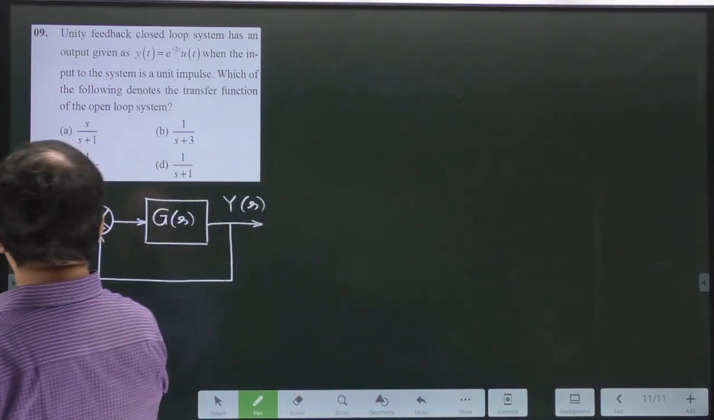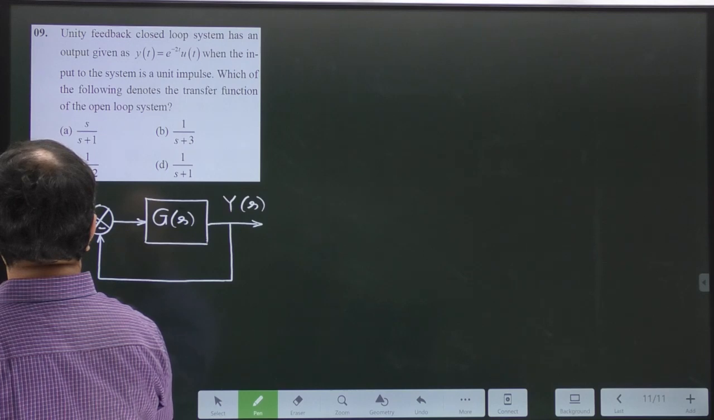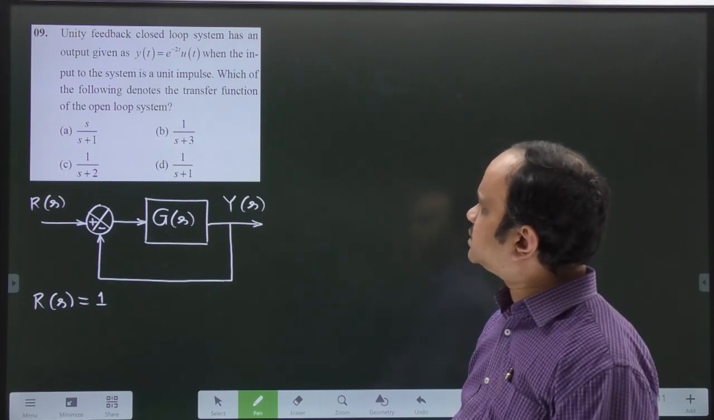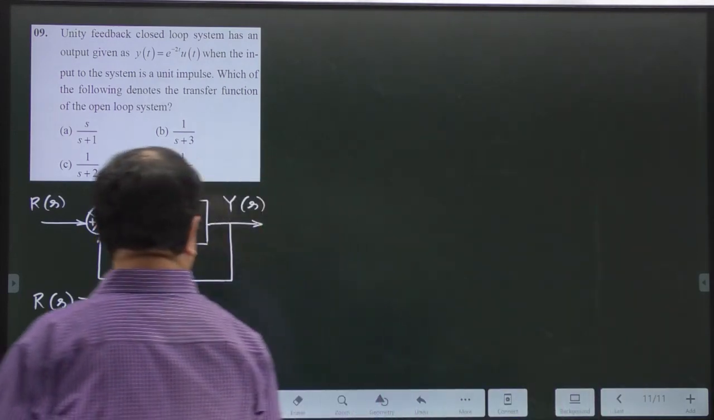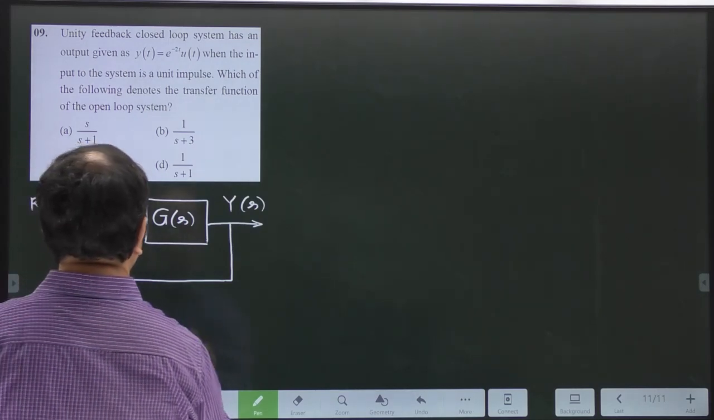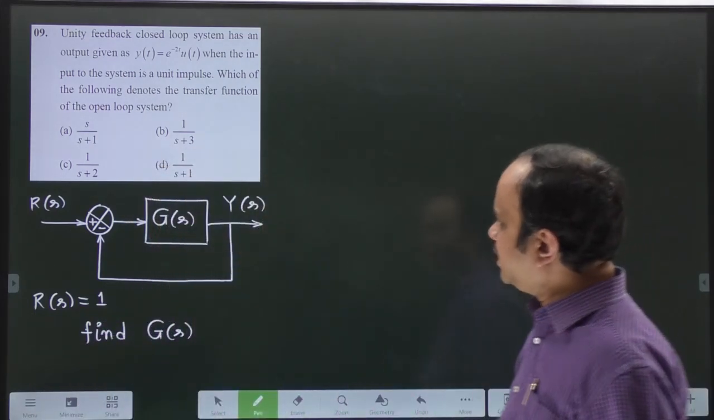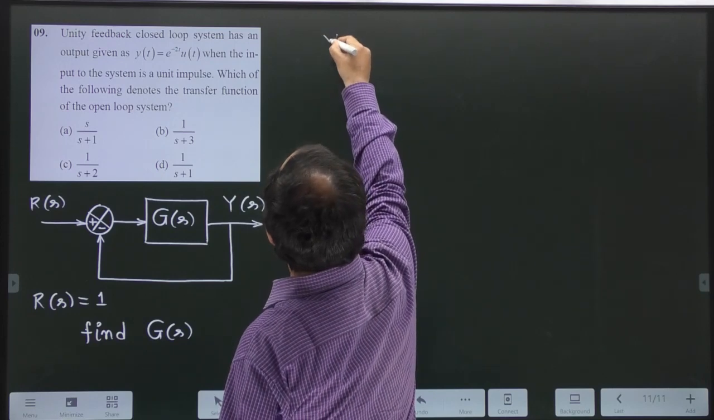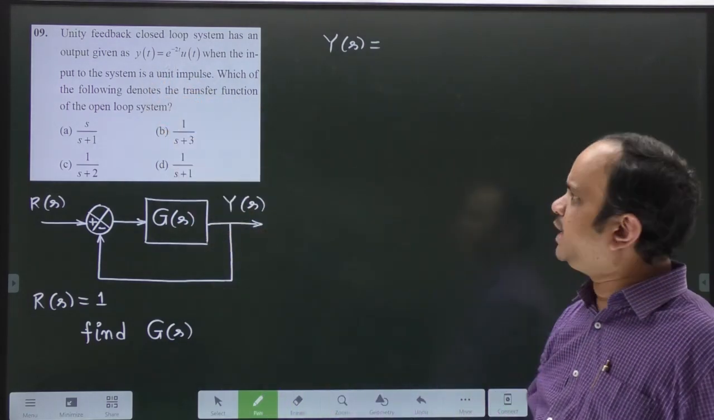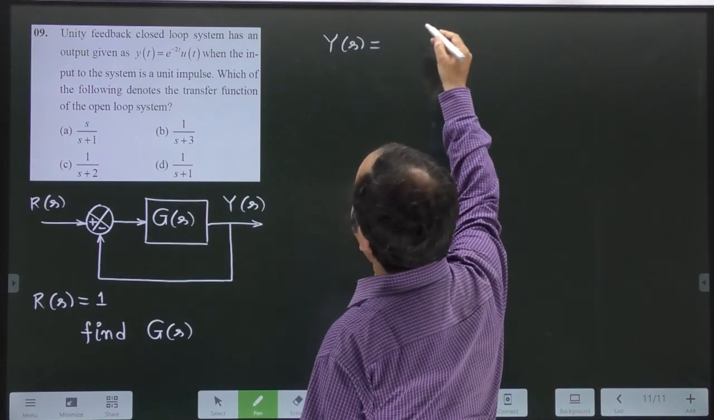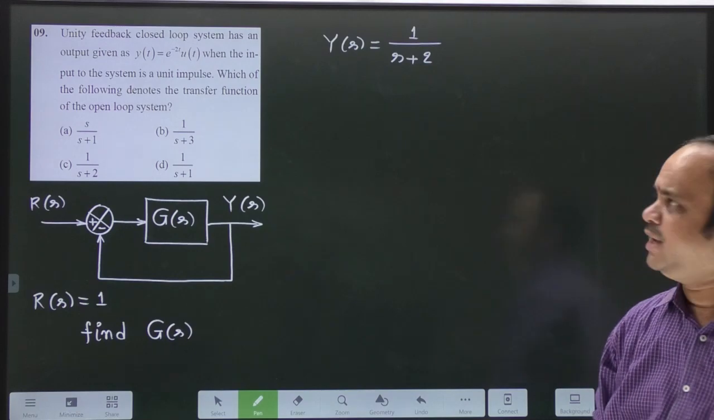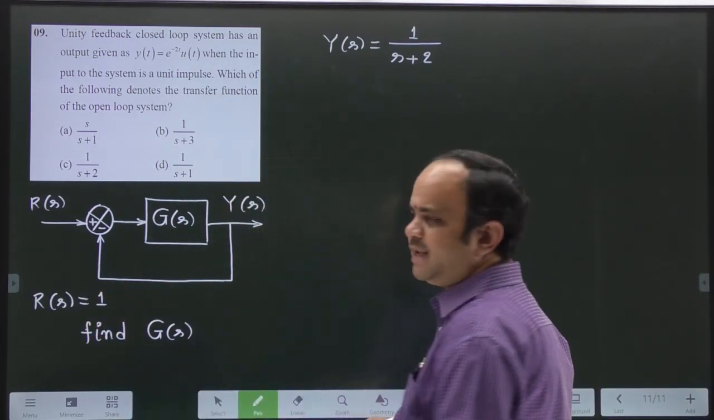So R of s we can take is equal to 1, because it is mentioned that input to the system is unit impulse. Which of the following denotes the transfer function of the open loop system? Therefore, you have to calculate, or simply let me write like this: find G of s. So what is given here? Y of s is equal to, see, y of t is given as e power minus 2t into u of t. Therefore, Y of s is equal to 1 by s plus 2. And anyhow, R of s input is given as 1.